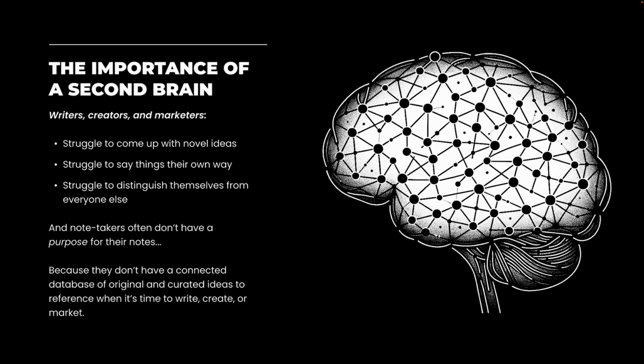So the problem with writers, creators, and marketers is that first, they struggle to come up with novel ideas. So they tend to either copy others or they get lost and they just feel like they can't write. And then the second is that they struggle to say things their own way. So this is a common problem because when we read things or when we have an idea, the only way we can really think of that idea is in someone else's words. And the third thing is they struggle to distinguish themselves from everyone else.